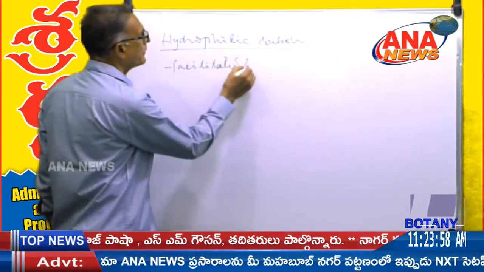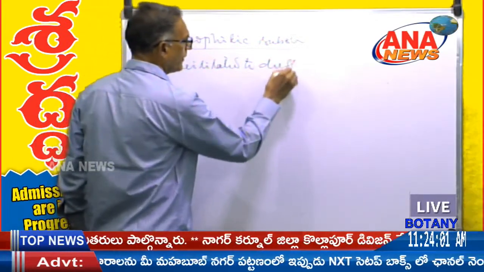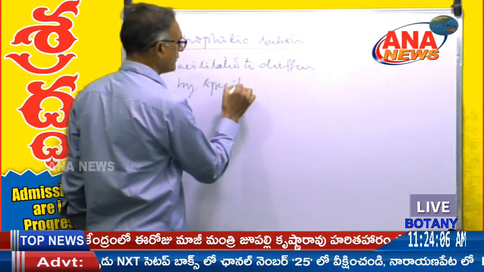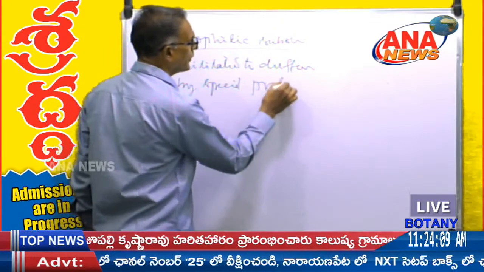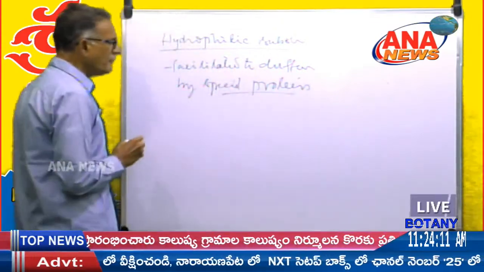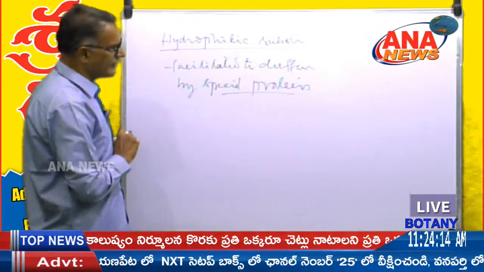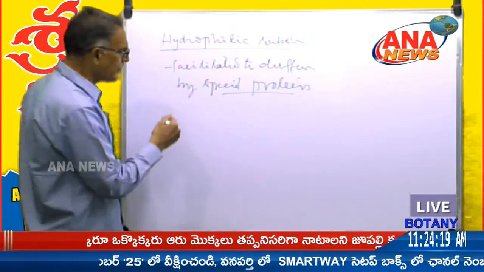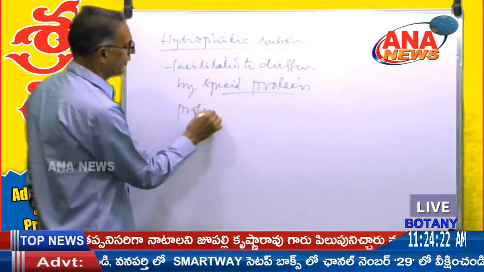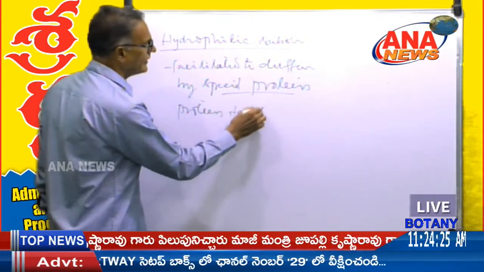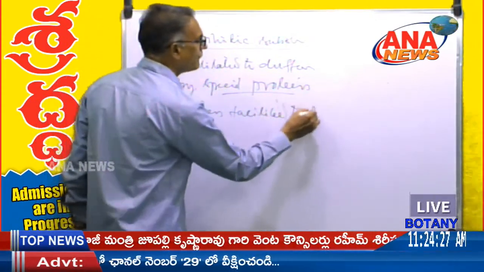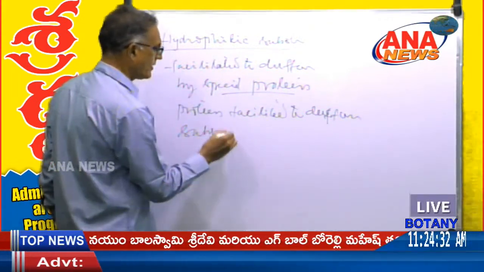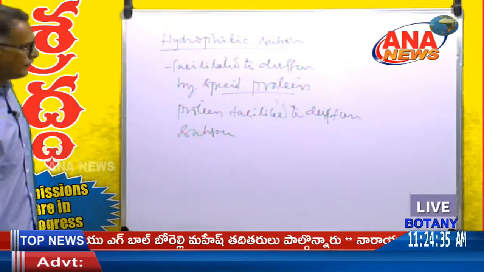They are facilitated to diffuse by special proteins. For facilitated diffusion, there is no need of any additional concentration gradient, because the concentration gradient is already established. Such proteins facilitate the diffusion of substances, which is called facilitated diffusion.